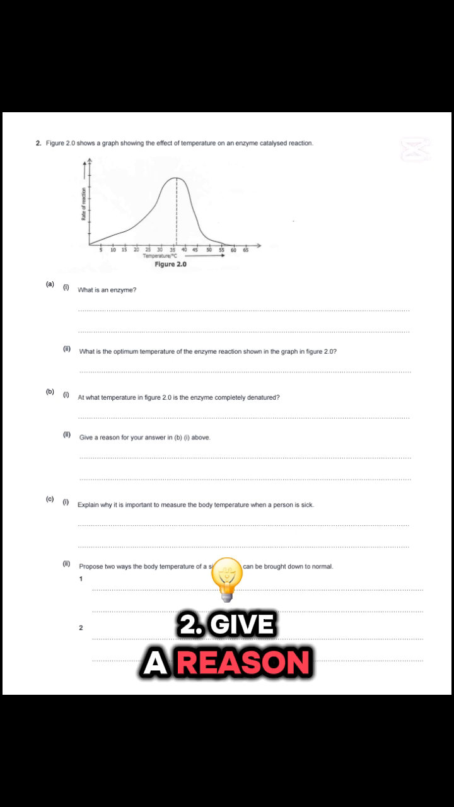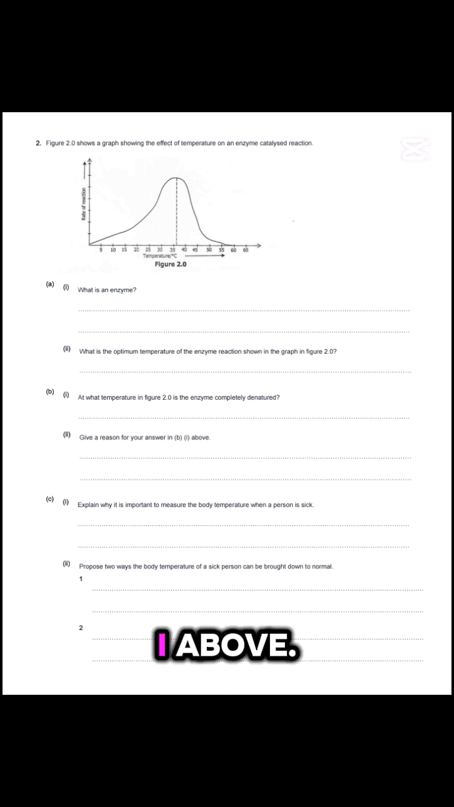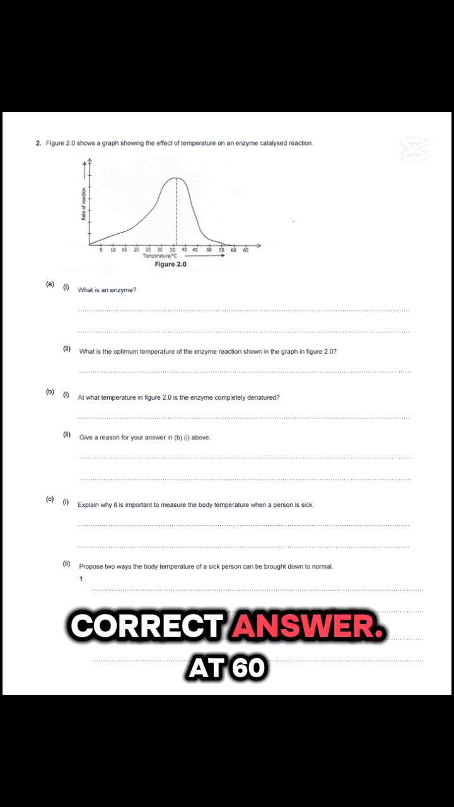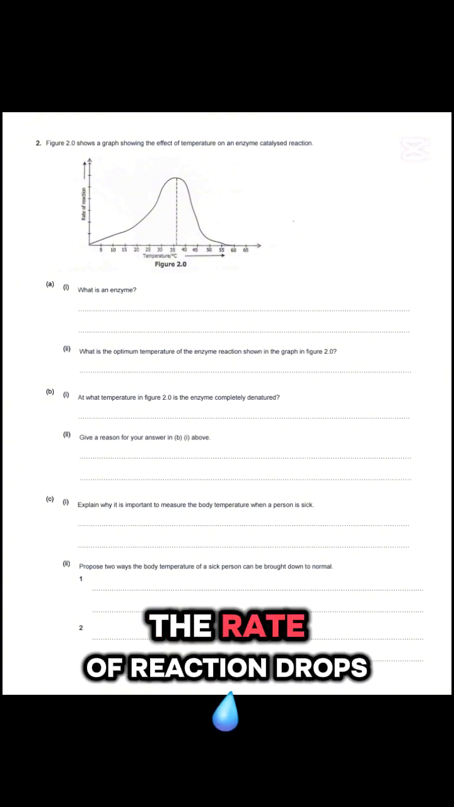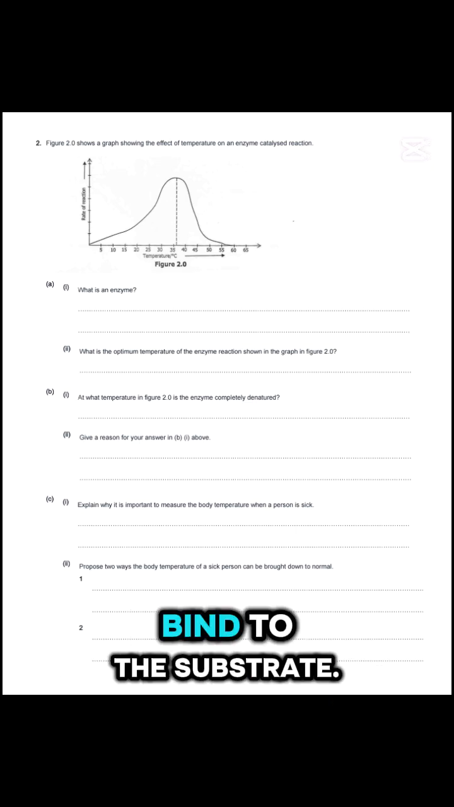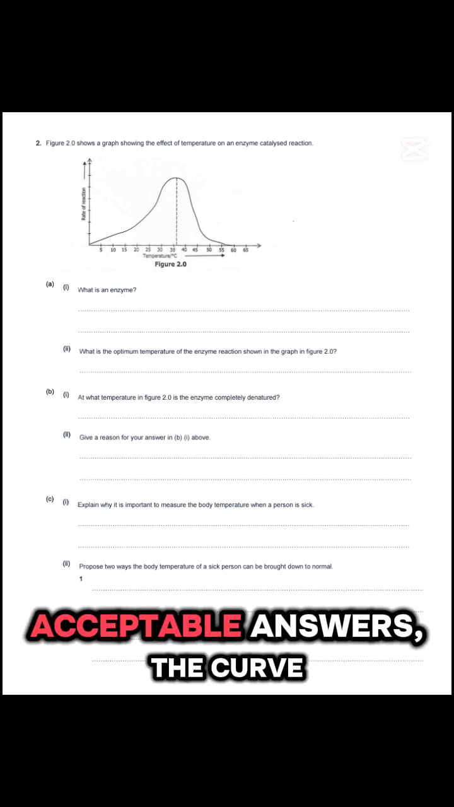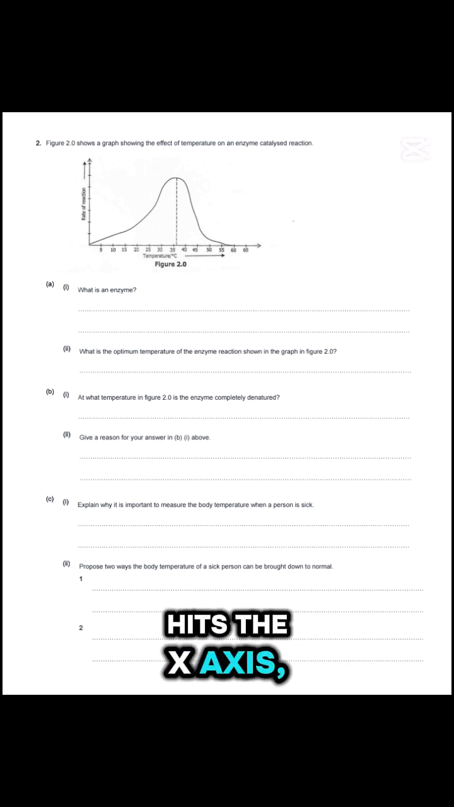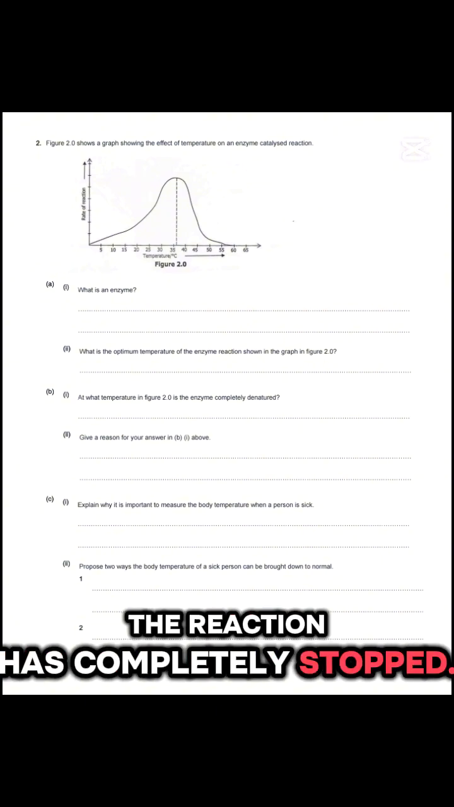2. Give a reason for your answer in B, I above. Correct answer: at 60°C, the rate of reaction drops to 0, indicating that the enzyme's active site has permanently changed shape and can no longer bind to the substrate. Acceptable answers: the curve hits the x-axis, the reaction has completely stopped.